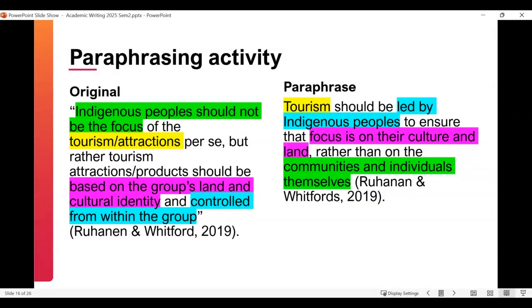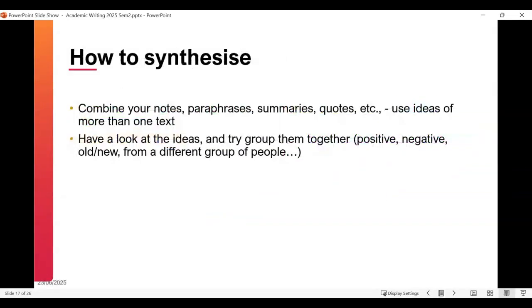Okay, so look, if that's okay, let's move on from paraphrasing. Let's talk about how to synthesize. You remember synthesizing, we said, is a bit like paraphrasing, but you're doing it with more than one source. So you've read four, five, twenty, however many things you have read for your assessment.